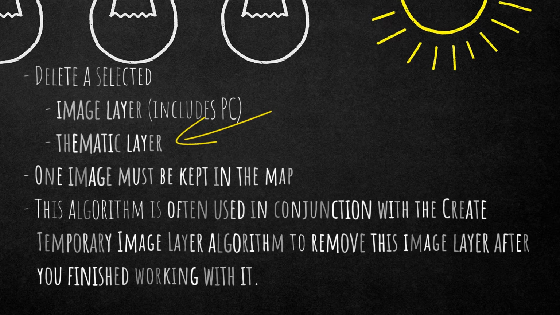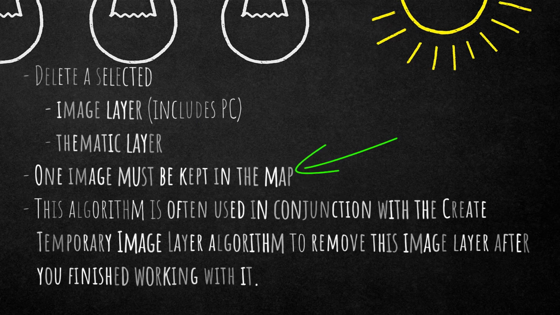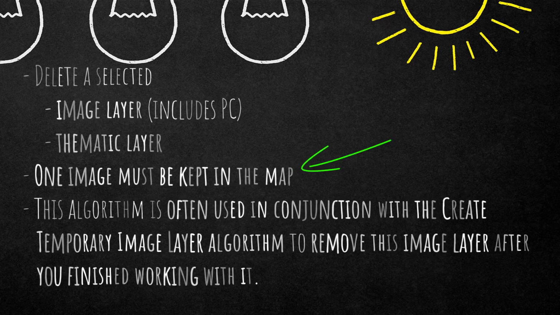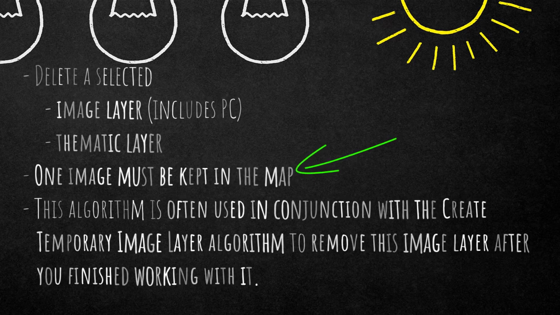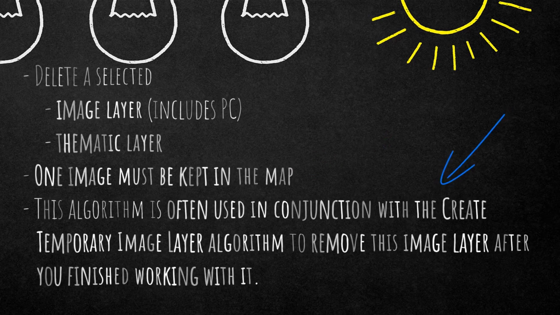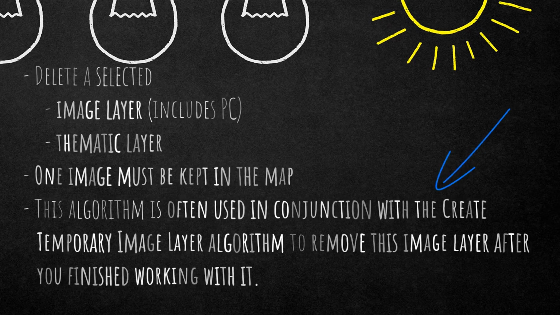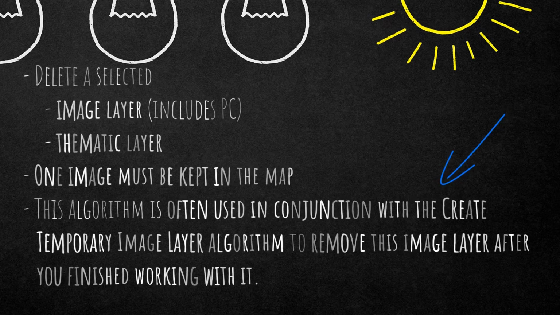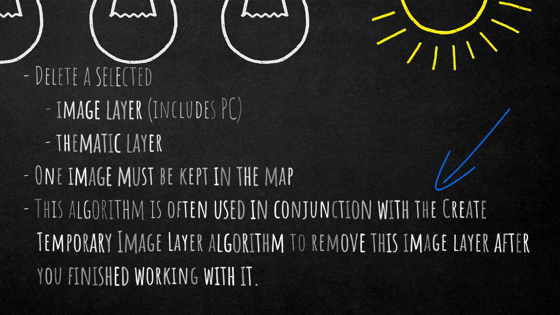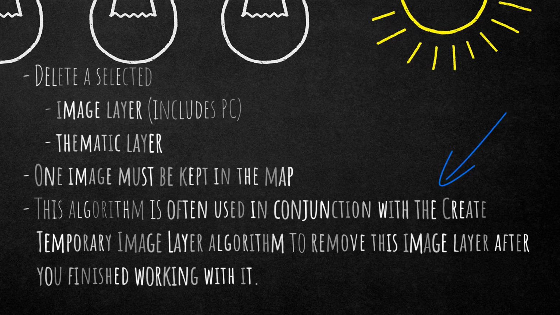You can delete single layers, or for example, what I'm going to show you is that you can delete all temporary layers from your project. Keep in mind that one image must be kept in the map, so you cannot delete all of them. You need to have one layer in your map. And usually this algorithm is used together with create temporary image layer. So if you use layer arithmetics or the index layer calculation or whatever, if you create temporary layers, then you can easily remove them with this algorithm after you have finished processing and if you don't need them anymore, right? To keep your project clean.